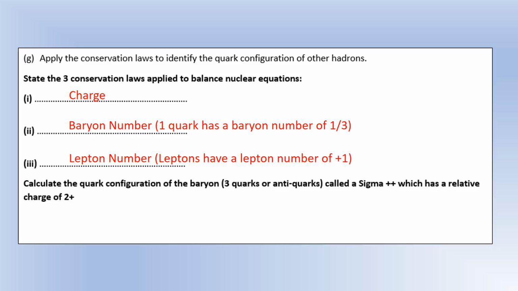So what we can do is we can figure out the quark configurations of some other particles that we detect, one of which is a sigma++, which is a type of baryon, which is a subset of hadrons. And because it's a baryon, it's made of 3 quarks, and because it's ++, that means it has a relative charge of +2. So what that means is it's made of 3 up quarks, because when you do 3 times 2/3, which is the charge of an up quark, that gives you a charge of +2. Whereas down quarks and strange quarks have a charge of only 1/3.